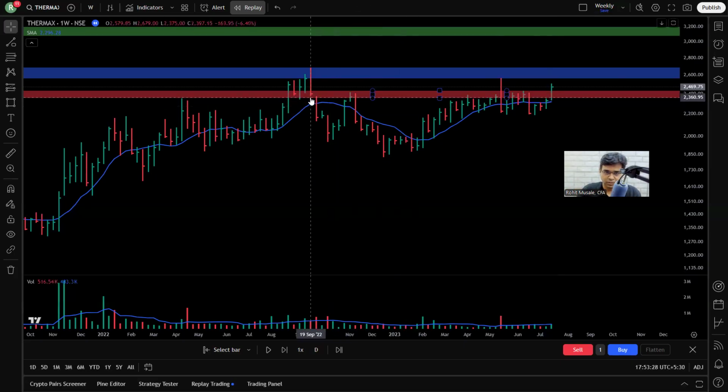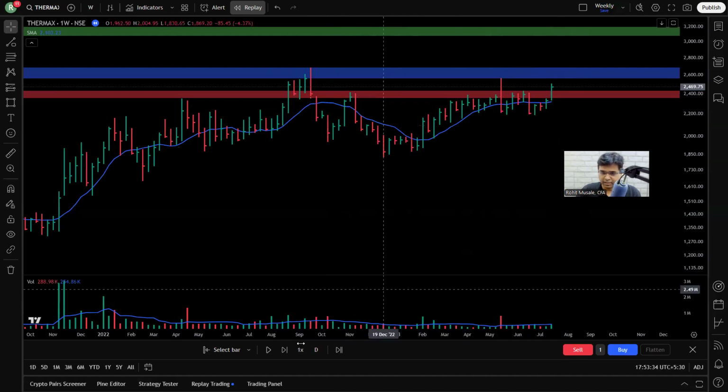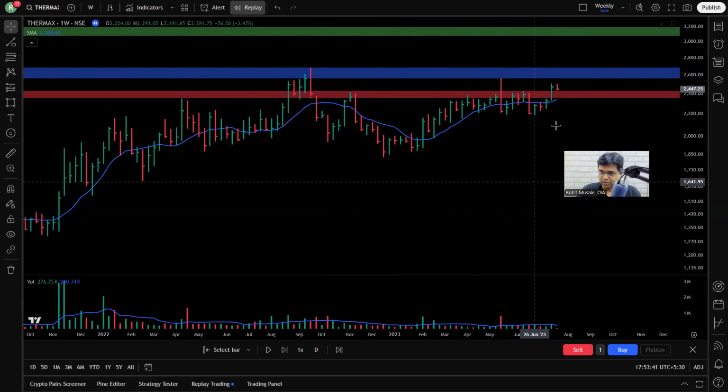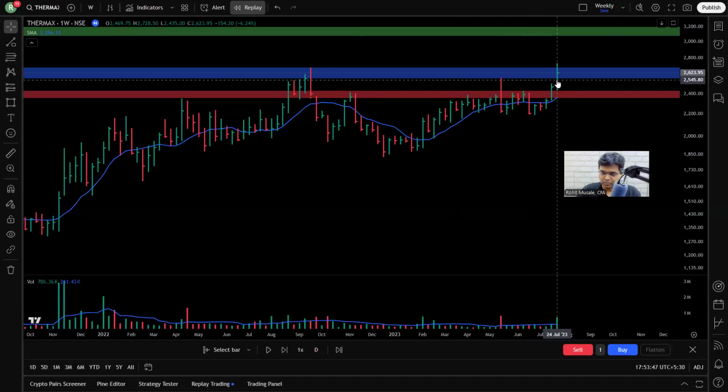There is some yellow dot here. Wait. Anyways, so let's say you decide to buy. So let's move forward the price and see when do we get an opportunity to buy. So see, the week begins. This 24 July week begins. See, on 24 July the week begins.